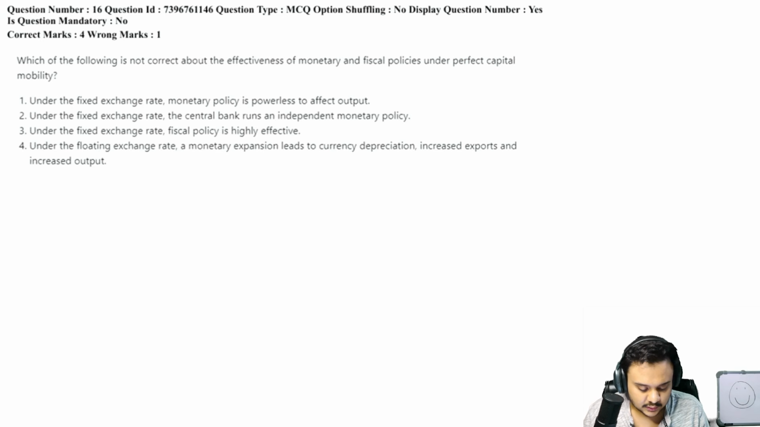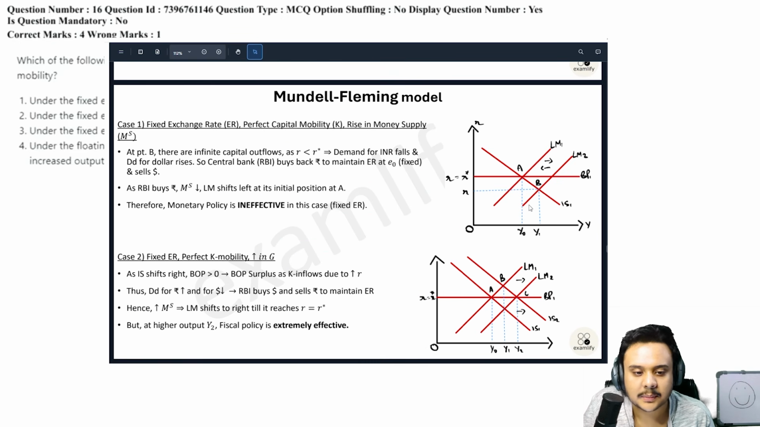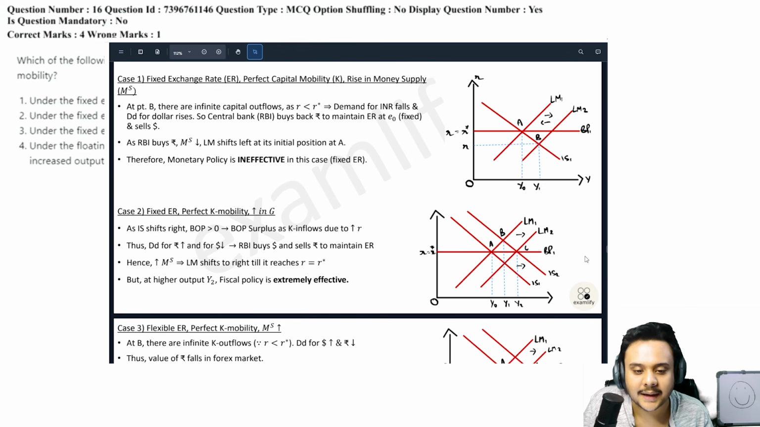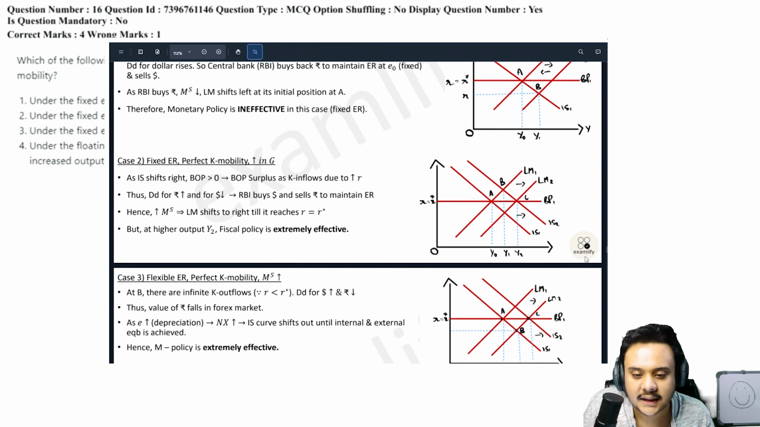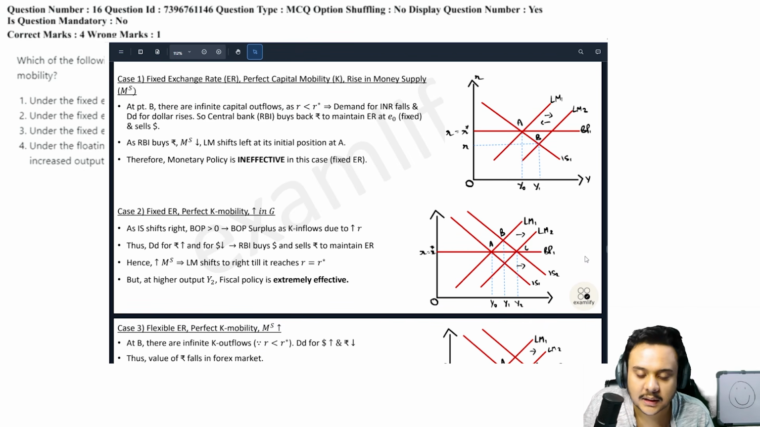Okay, so first of all, it says that under fixed exchange rate, monetary policy is powerless to affect output. So what I'm going to do here is that I am just going to be attaching our short notes here. So here you can clearly see that in the first case of perfect capital mobility and rise in money supply, you can see what happens. First of all, at the new point of equilibrium, which will be at the newer LM curve and the IS curve at point B, at that point the interest rate is going to be lesser than the global interest rate.